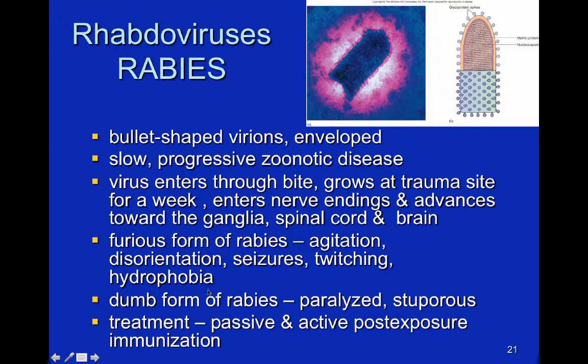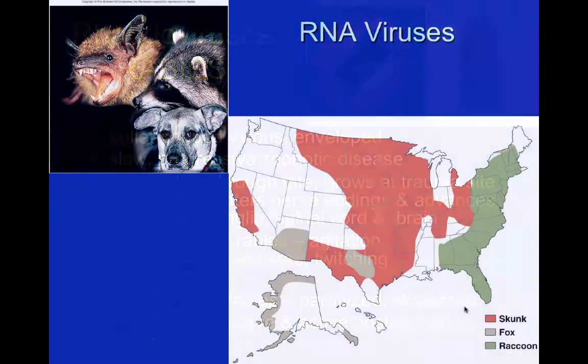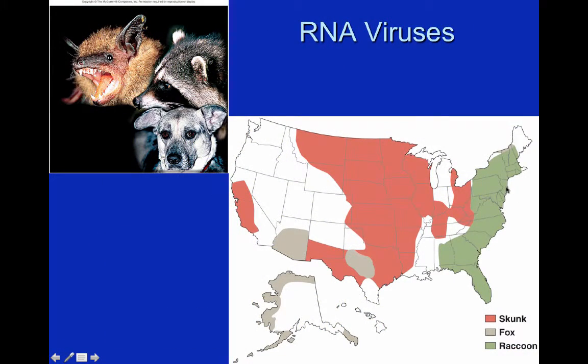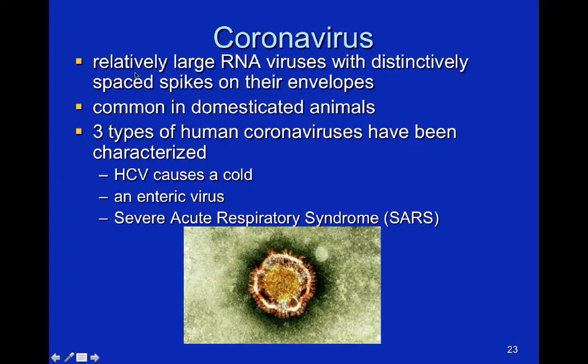And as far as symptoms, similar to what you see in rabid animals: agitation, disorientation, seizures, twitching, foaming at the mouth, also paralysis and stuporous behavior. Around here we see raccoons being at the top of the list for spreading or harboring the virus. Also skunk and fox and even bats can spread the virus.